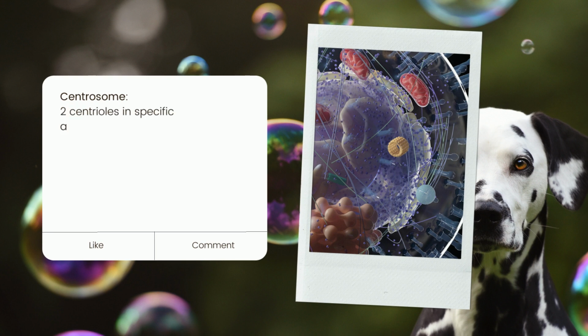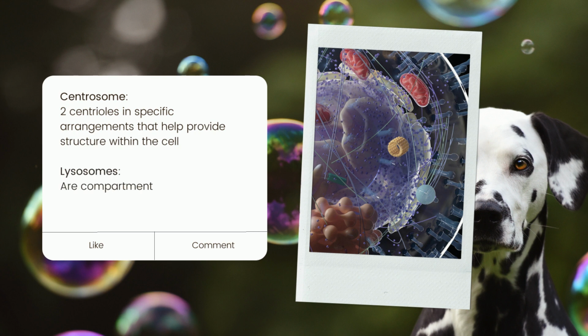Centrosome. Two centrioles, like the Twizzlers that were in the previous image, in specific arrangements that help provide structure within the cell. In this image, it's the yellow ring that looks like it could be a pasta noodle.